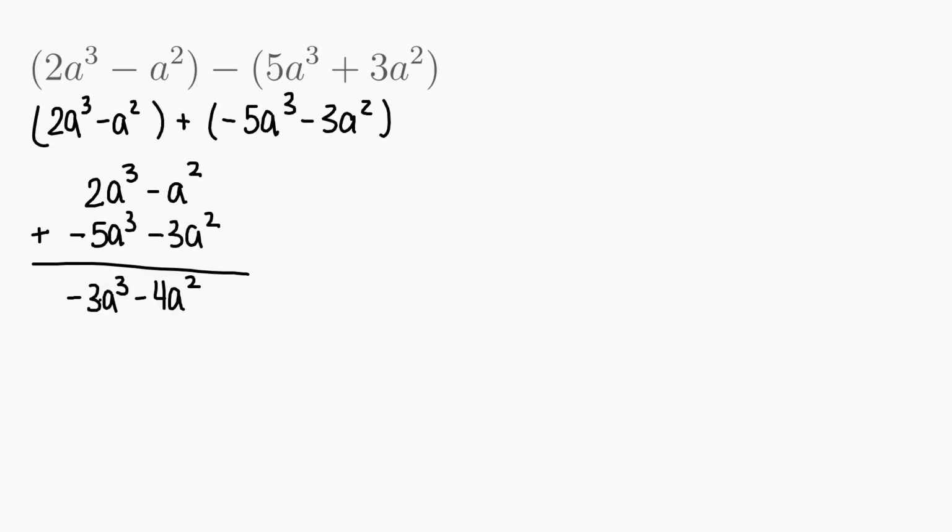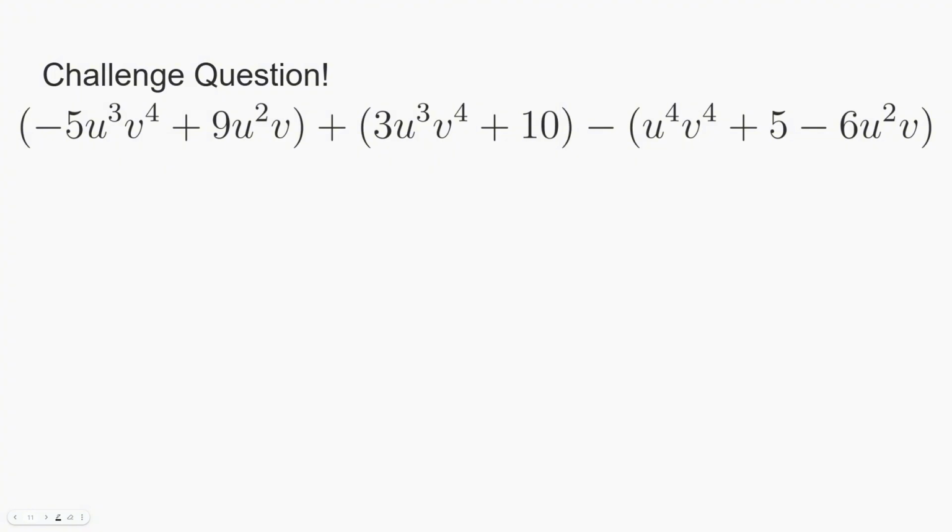Because 3 is bigger than 2, the exponents, our final answer is already in its correct form. Negative 3a to the third power minus 4a squared. We've reached our final challenge question. Pause and see if you can get the answer before I solve it.